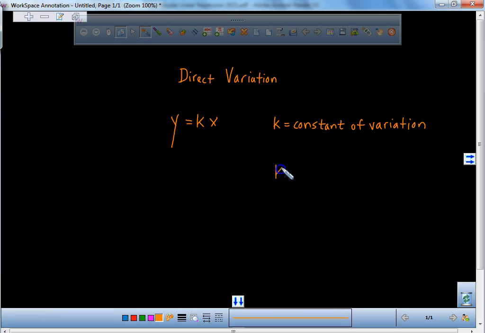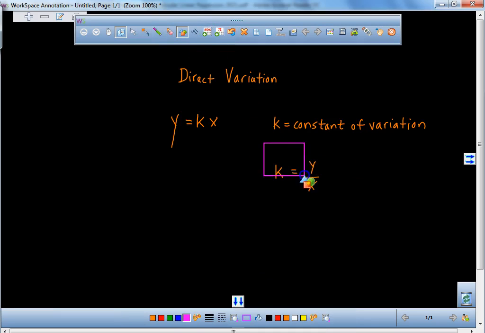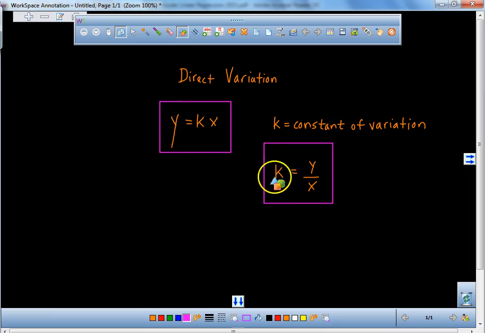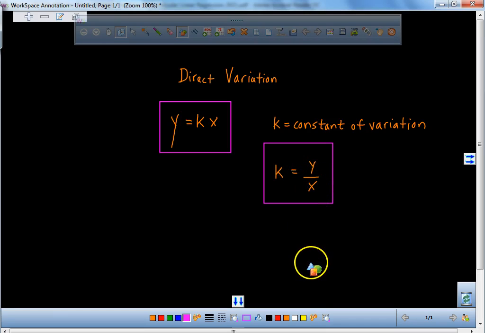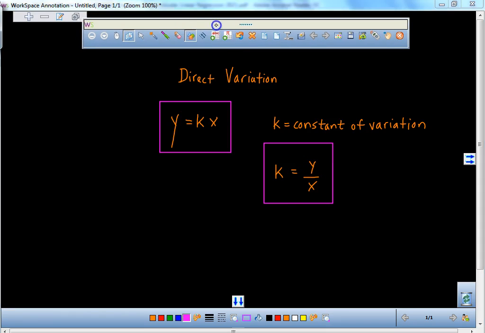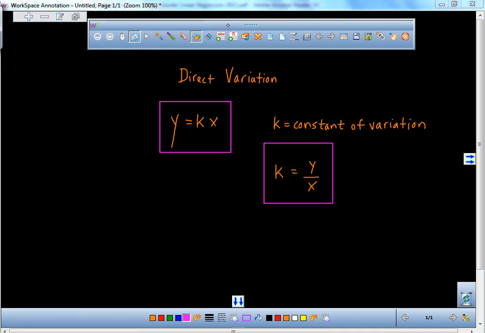Now, the k value, the constant of variation, is always equal to the y value divided by the x value. This is going to be very useful when you're solving problems, okay? So here's one equation, y equals k times x, and the k value is always equal to the y value divided by the x value. That's what you want to make sure you have in your journal, because remember, you will be allowed to use your journal when you're taking different tests and quizzes, so make sure you have that written down.